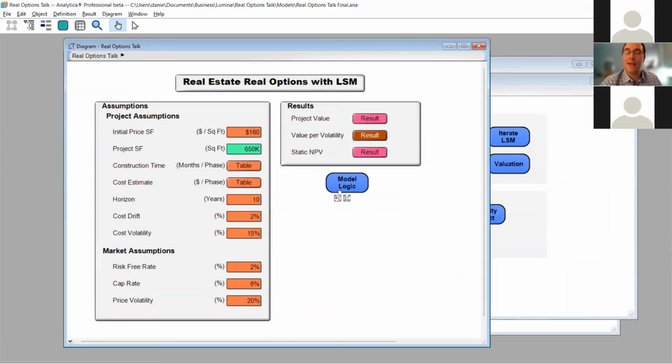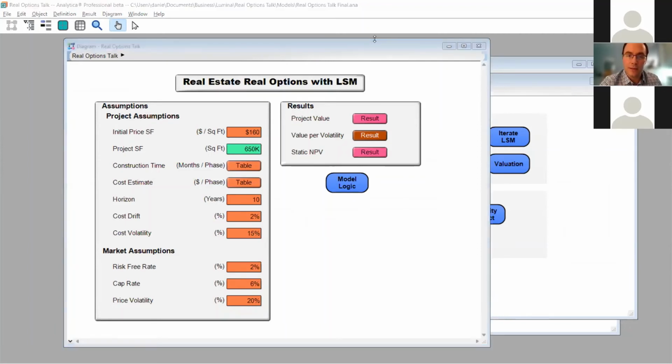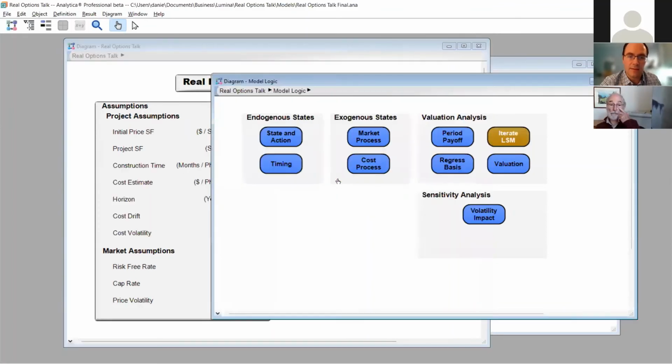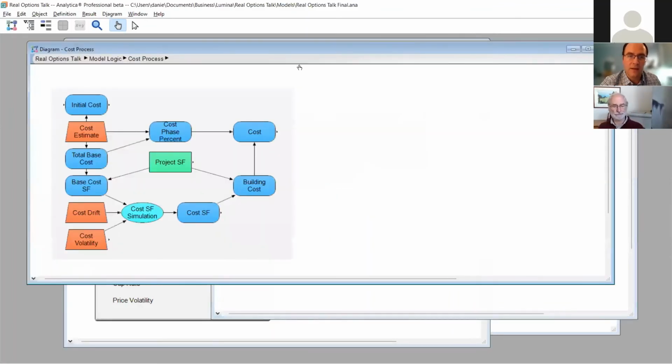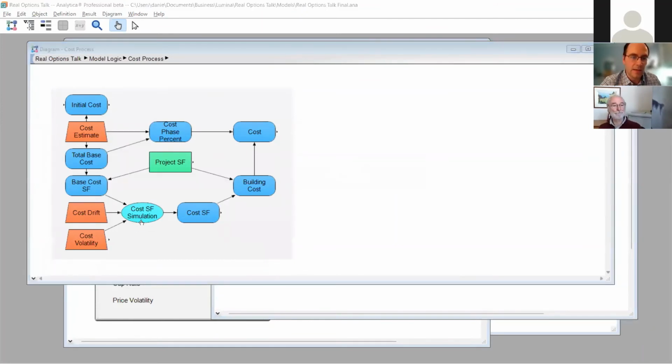So any questions? Or I guess there's one question. What determines the reasonable estimate of costs at intermediate time steps? So we actually simulate those costs. So what happens is we have the cost process, which is based upon an initial estimate.